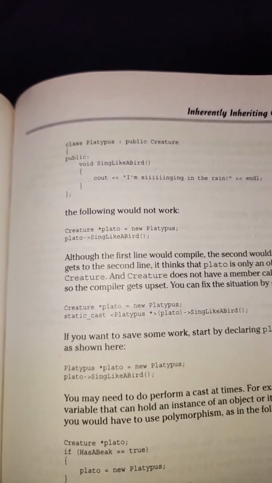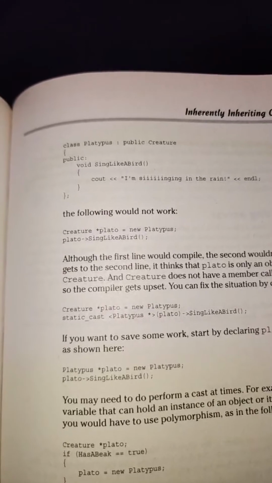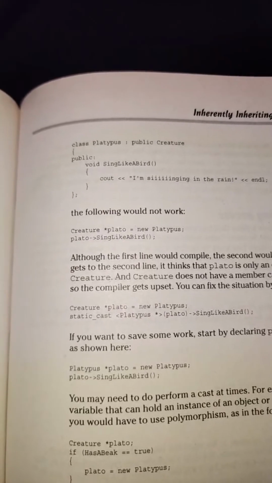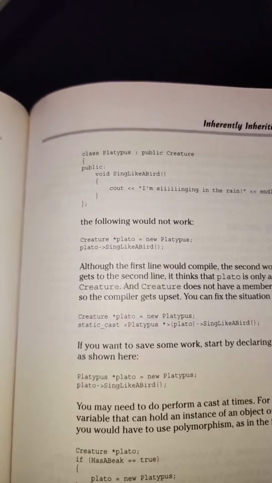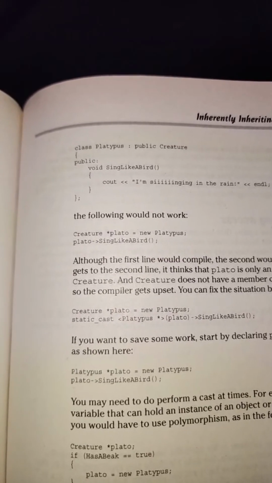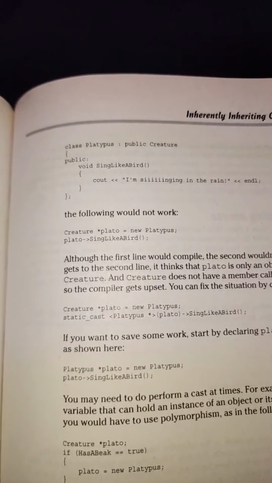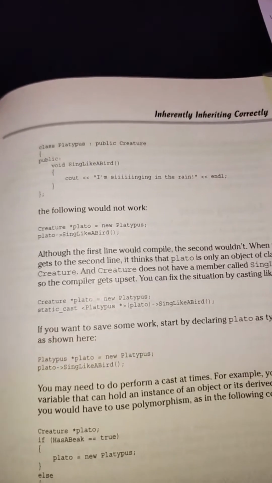The following would not work. Creature star Plato equals new platypus. Plato pointing to sing like a bird. Although the first line would compile, the second wouldn't.